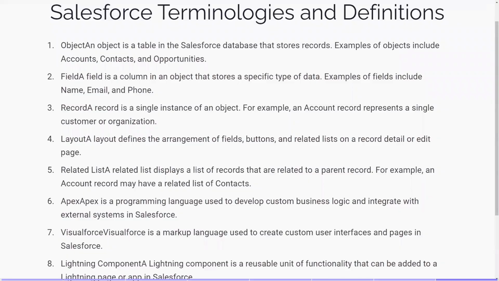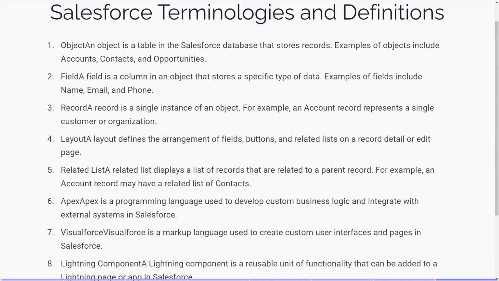Salesforce terminologies and definitions. And the last page. Object. An object is a table in Salesforce database that stores records. Examples of objects include accounts, contacts, and opportunities. Field. A field is a column in an object that stores a specific type of data. Examples of fields include name, email, and phone.